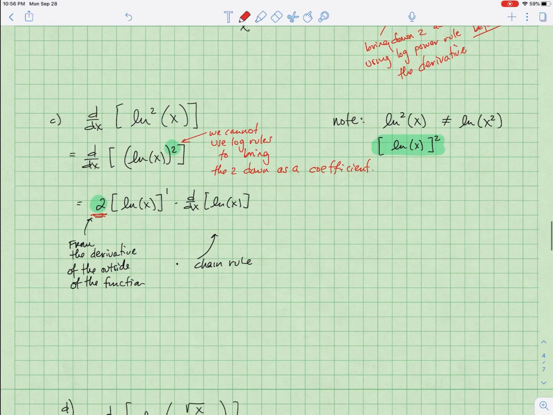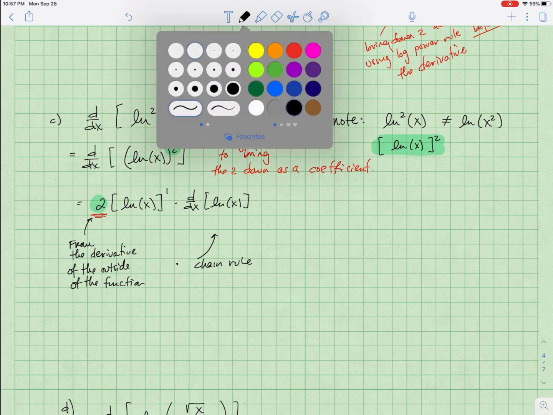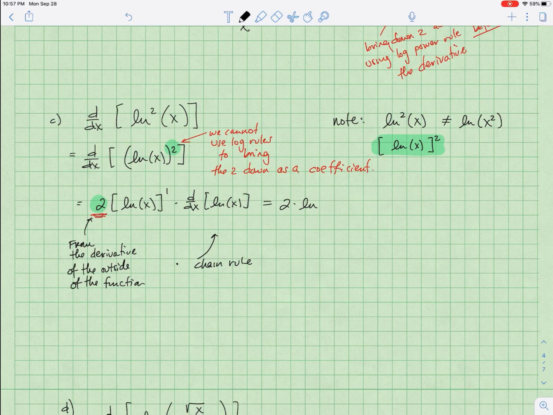Now to finish this up, this is 2 times the natural log of x times the derivative, which is 1 over x, and this is 2 natural log of x over x. That's our derivative here.